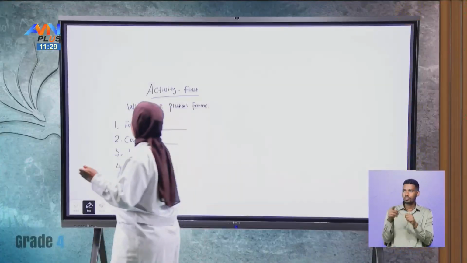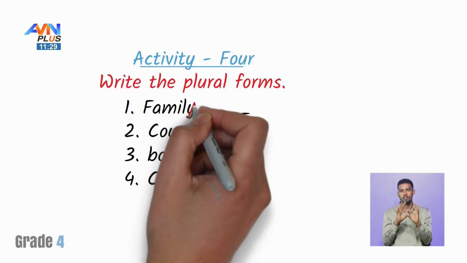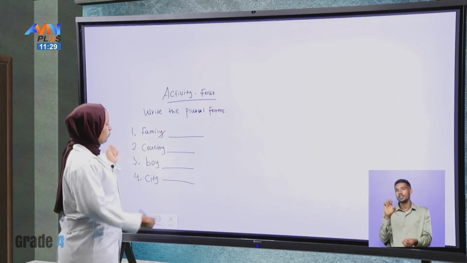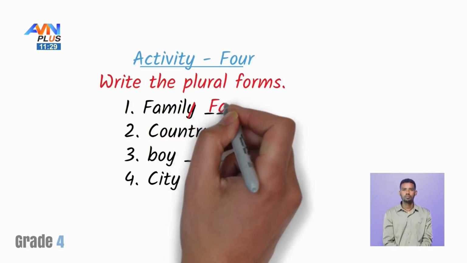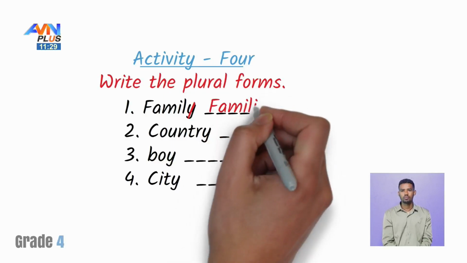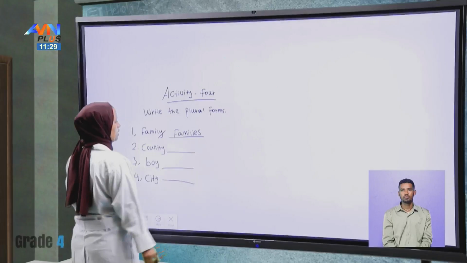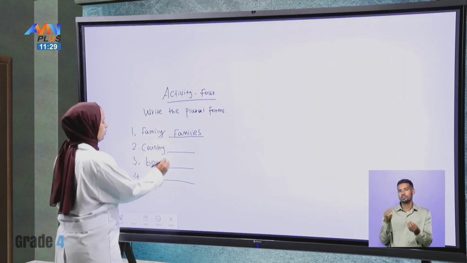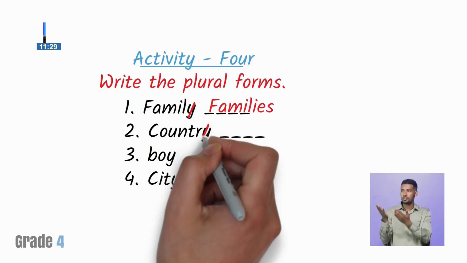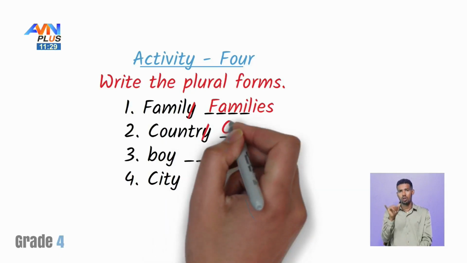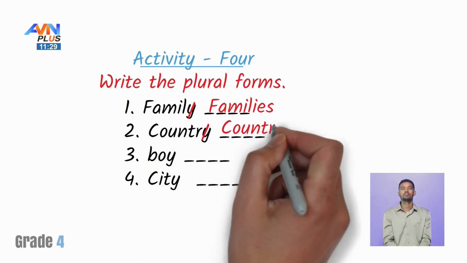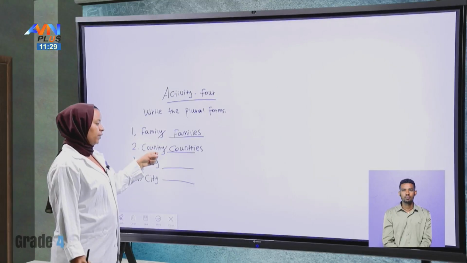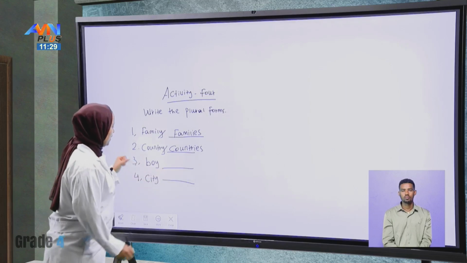The first example, family. So easily cancel Y and add IES. Family, families. Here is country. Like the same, cancel Y and add IES. Countries. Country, countries.